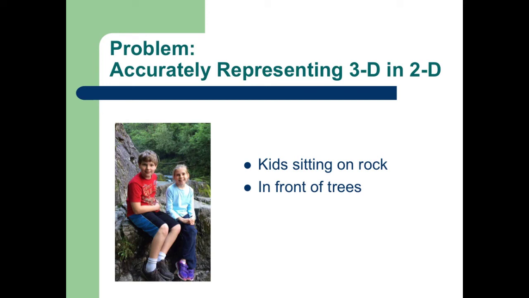So most of the time when we look at a 3D image, if it's an image of real people, we can see what's going on. So for example, here's a couple of kids sitting on a rock. Looks like they're in front of most of the rock, and there's some trees in the background.